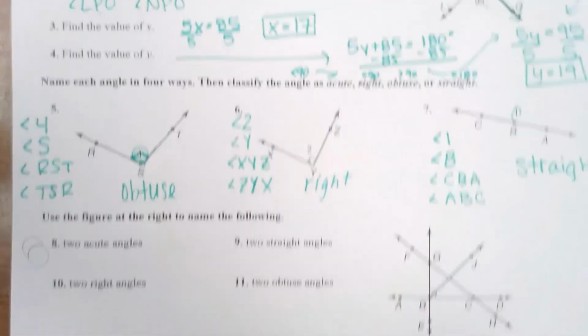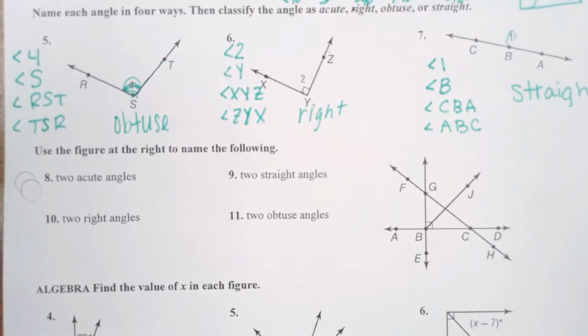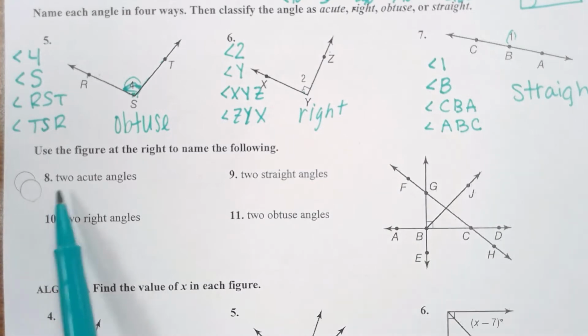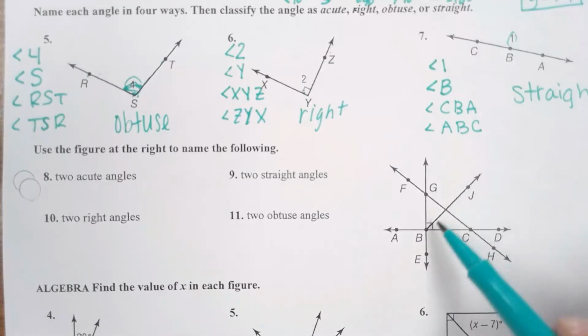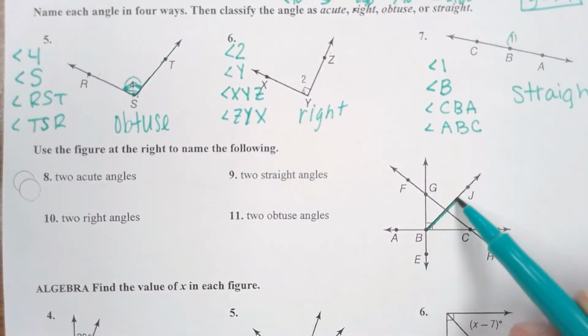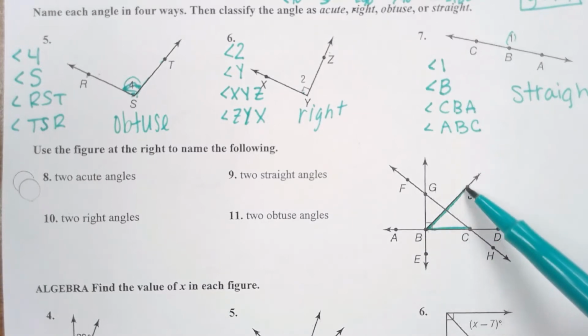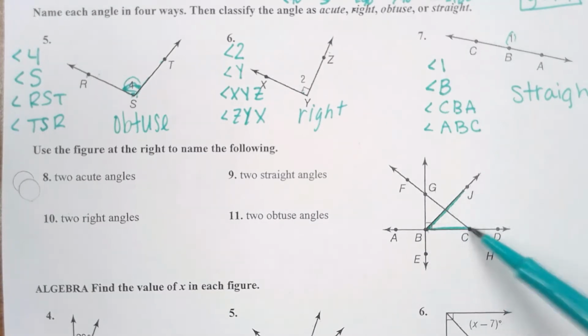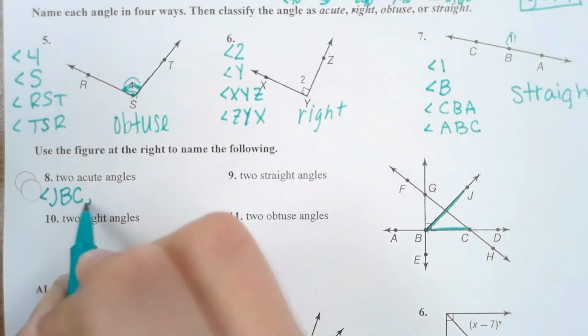Okay, moving on to the next part. So use the figure at the right to name the following. So I can have 2 acute angles here for number 8 that I need to identify. So again, acute angles are angles that are less than 90 degrees. So the first one that I see here is this angle right here. So I can name this angle JBC. So JBC is an acute angle.